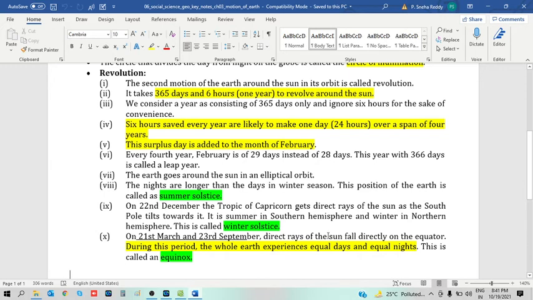On 21st March and 23rd September, the whole earth experiences equal days and equal nights, because the direct rays of the sun fall directly on the equator. So this is the reason. That's the equinoxes, very important from the exam point of view. Summer solstice and winter solstice: the summer solstice occurs at the Tropic of Cancer in the northern hemisphere. The winter solstice occurs at the Tropic of Capricorn on December 22nd, and the equinoxes are on 21st March and 23rd September.